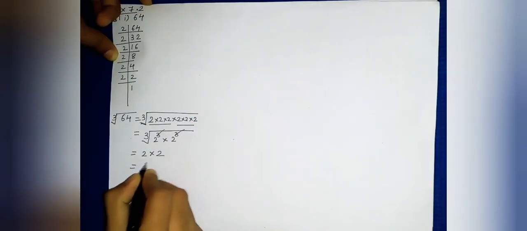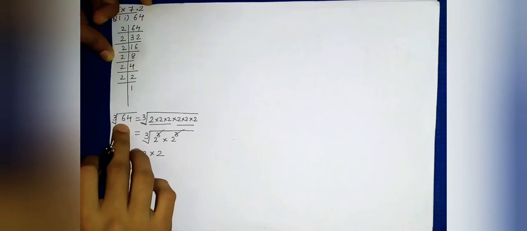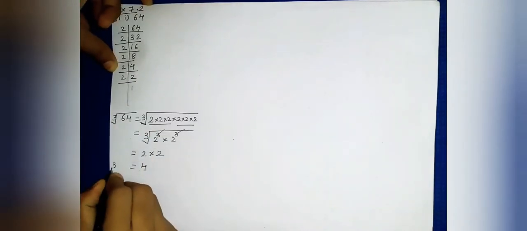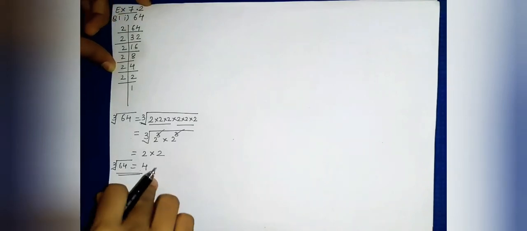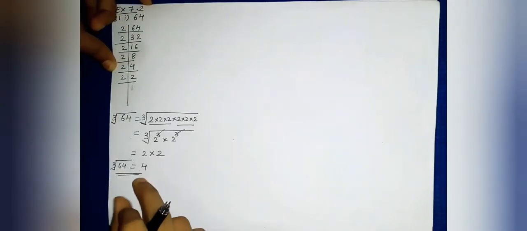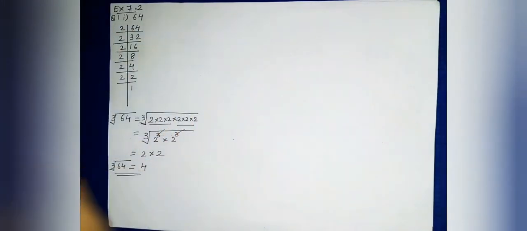Now 2 2s is 4. So the cube root of 64 is 4. So this is our answer. It means that if you multiply 4 3 times, the answer will be 64. So this was the first one.